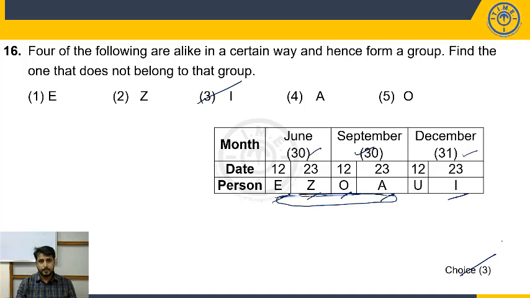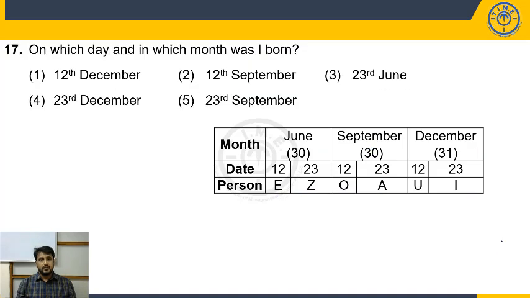Okay. On which day and in which month was I born? 23rd December. Choice 4.